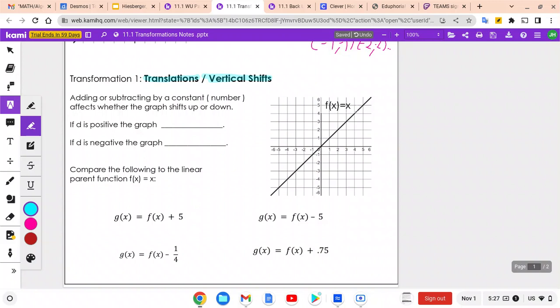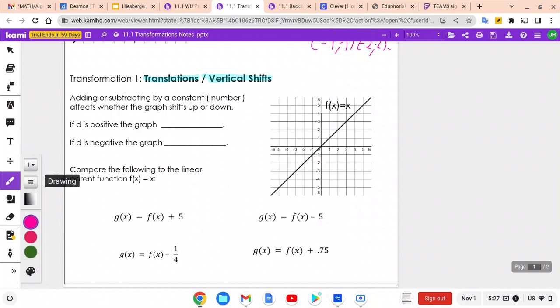Vertical shifts, basically: when I pick g of x, g is just a name. I could have picked h, m, q, whatever. But it's created by taking the original parent function f of x, and we're going to add, sorry, that should have been a plus sign, add a displacement. Displacement means we're just going to slide. Translation shifts are just slides.